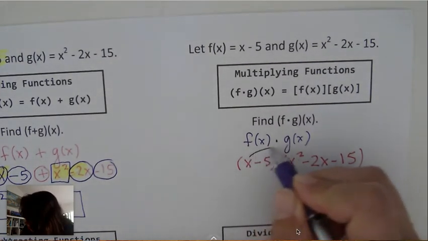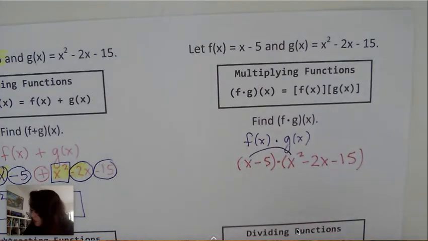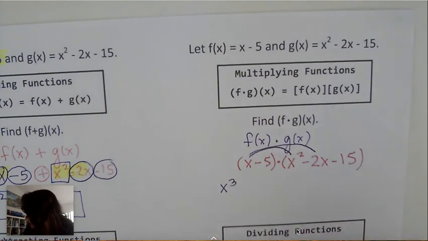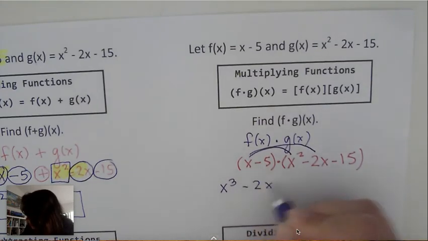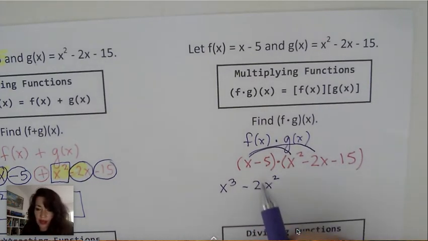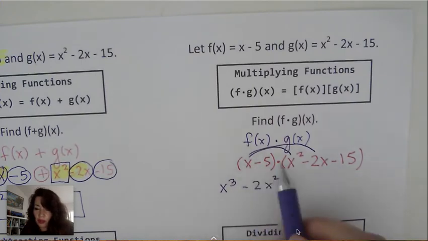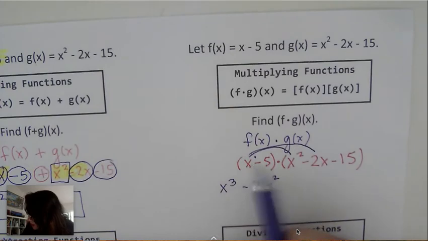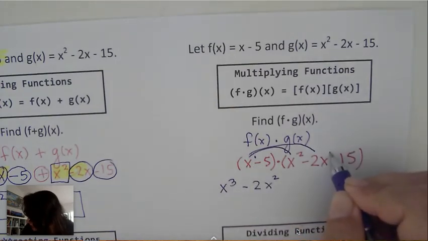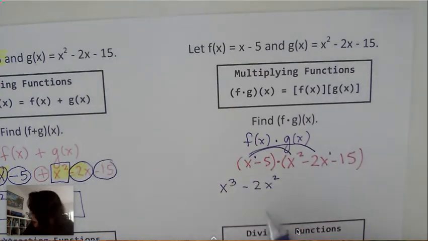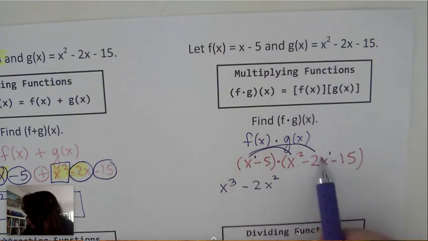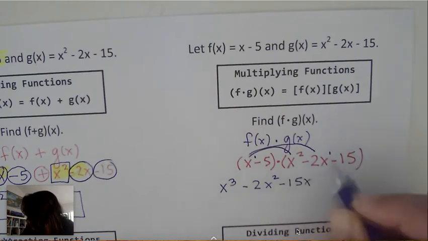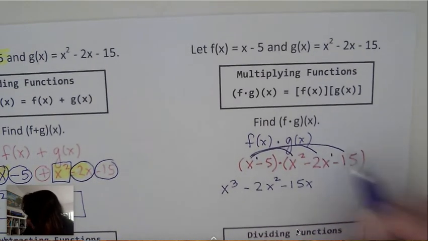So the first term's multiplied, x times x squared is x cubed. X times negative 2x is negative 2x squared. Be careful here. Make sure when you're multiplying that you are adding exponents. So anything that doesn't have an exponent is actually an exponent 1. All right, so we did the first two. X times negative 15 is negative 15x. So we did x times all these three terms.